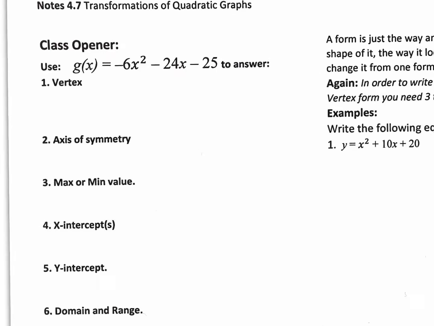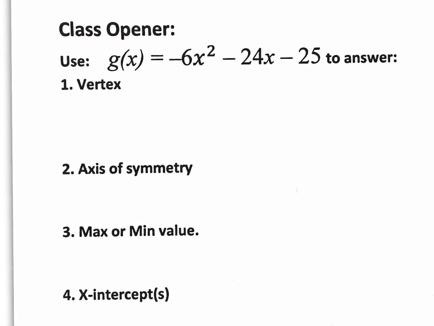So right here on this class opener, we have a standard form quadratic trinomial. And if it were in vertex form, it's really easy to find the vertex. All you need is an h and k, right? Think opposite on h, take k for what it is. But right here, we don't have an h and k.